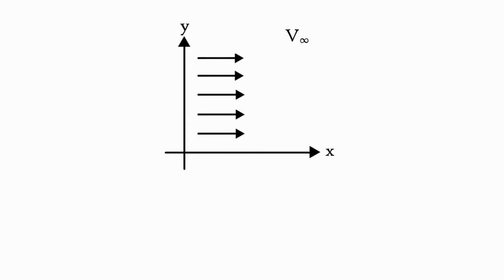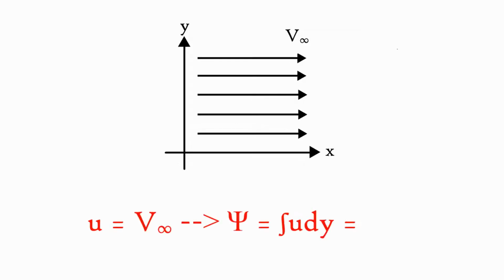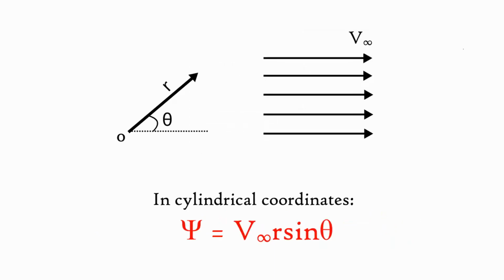Our first elementary flow to look at is uniform flow, which is just straight flow in the positive x direction. So the u velocity is equal to V infinity, and integrating u with respect to y gives us the stream function V infinity times y. And the constant of integration is arbitrary, so we just set it to 0. Cylindrical units are typically more appropriate when analyzing flow over round bodies, so psi can also be written in cylindrical coordinates.